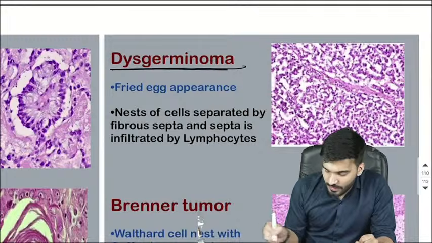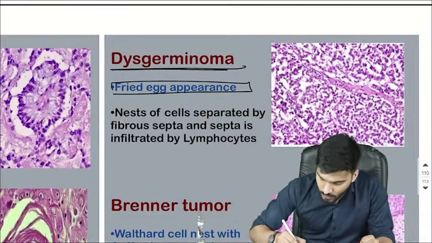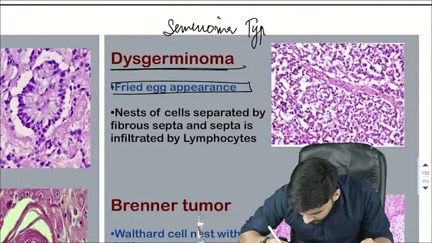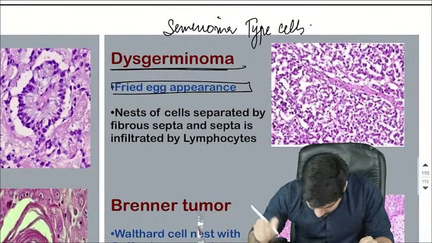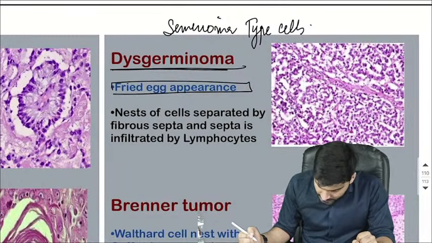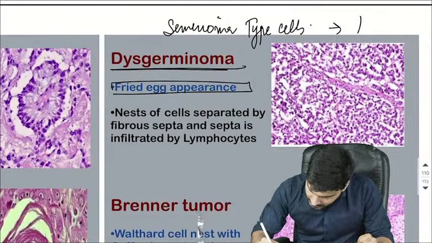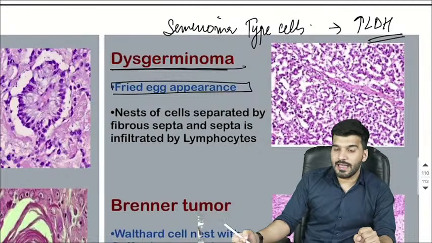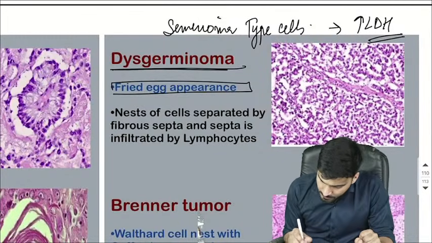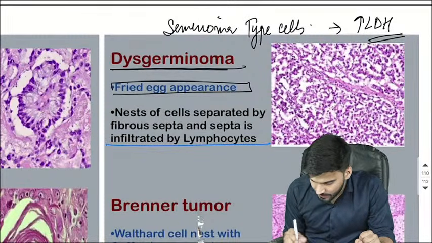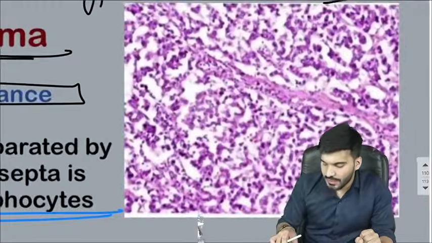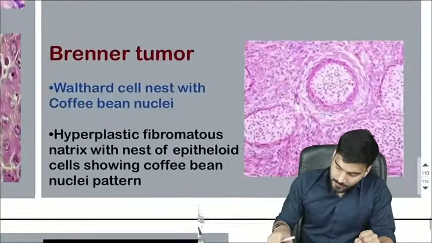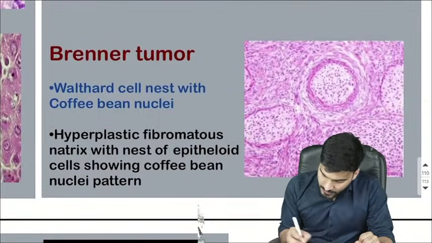Dysgerminoma, we have a fried egg appearance, and we have these seminoma type cells. This dysgerminoma is associated with increased LDH. Okay, nests of cells are separated by the fibrous septa, and the septa is infiltrated by lymphocytes. So lymphocytic infiltration. Clear?